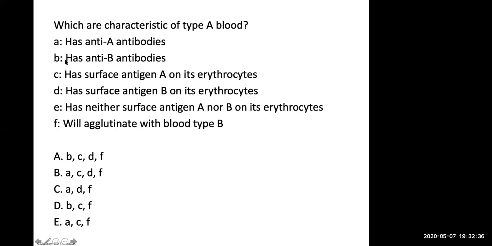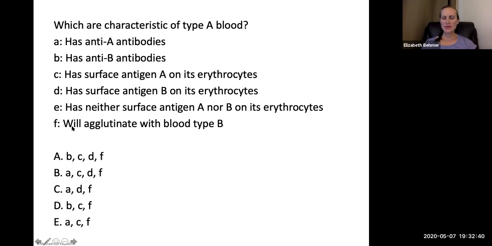Is F correct? Yes, it will agglutinate with blood type B. So remember, agglutinate just means that its antibodies will latch on to the B and it'll cause clumping or a bad blood transfusion. So the answer to this is B, C, F. So this would be letter D would be that answer. Does that one make sense to everybody?